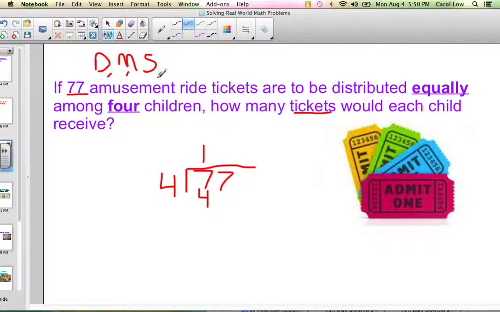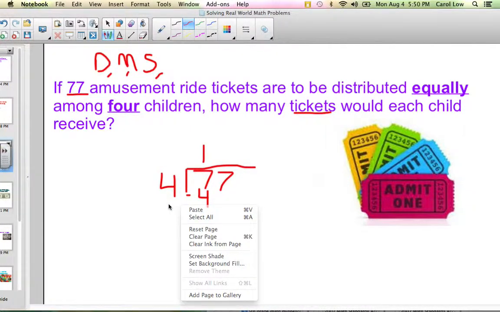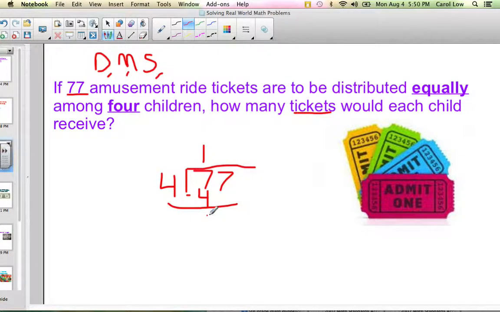And then I subtract. 7 take away 4, oopsie, is 3. And I bring down the 7. So I start again by dividing. So I'm going to put a little mark up here that's saying I've divided a second time now. How many times does 4 go into 37 without going over it? It goes in there 9. So I've multiplied. 9 times 4 is 36. And then I subtract, and I get 1.